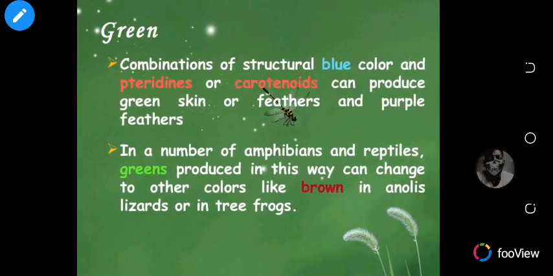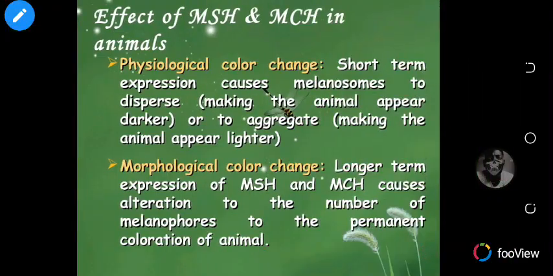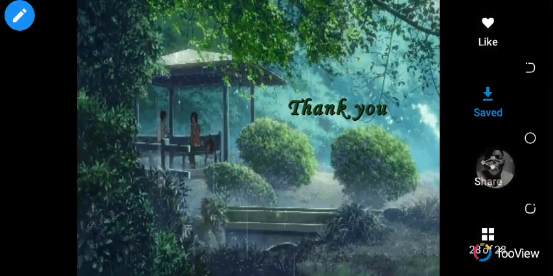In conclusion, adaptation can be either physical or behavioral. Each group of animals has its own general adaptations. These groups are fishes, amphibians, reptiles, birds, and mammals. Some of these adaptations make it easy to identify which group an animal belongs to.